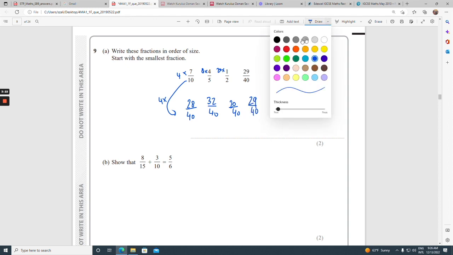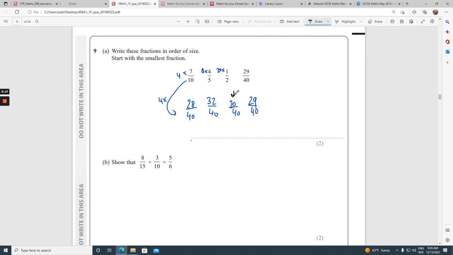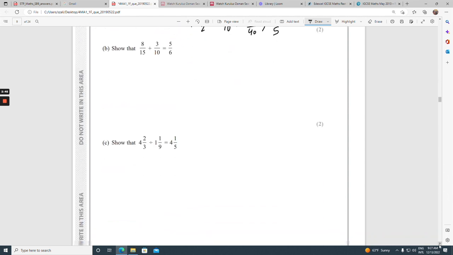So now we can write them in order. The first one, the smallest one, is 20 over 40, so I will write 1 over 2 as the smallest one. Then the second one is 28, so I will write 7 over 10 next. The third one is 29, so I will write 29 over 40 next. And the last one is 32 over 40, which is 4/5 in the end. This is how we order the fractions. Anyways, let's move on to the next question.